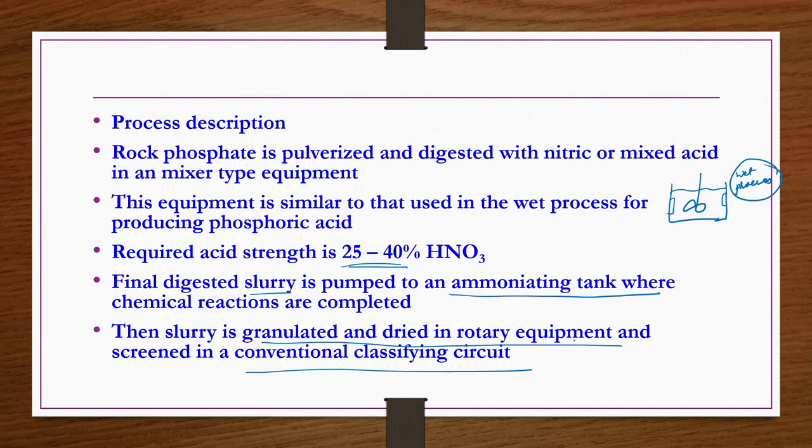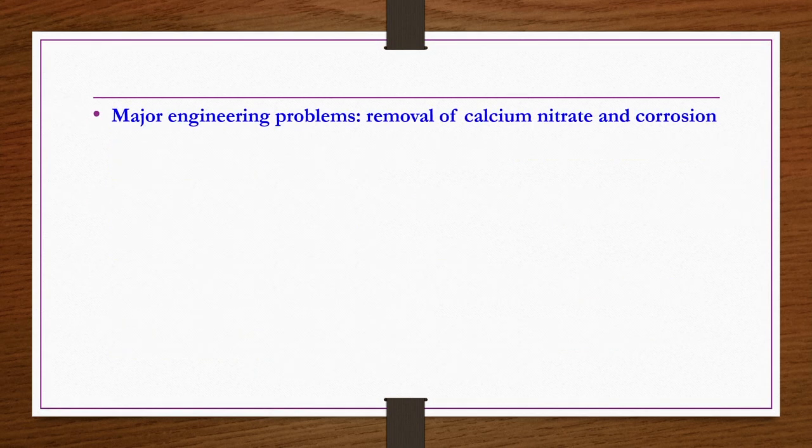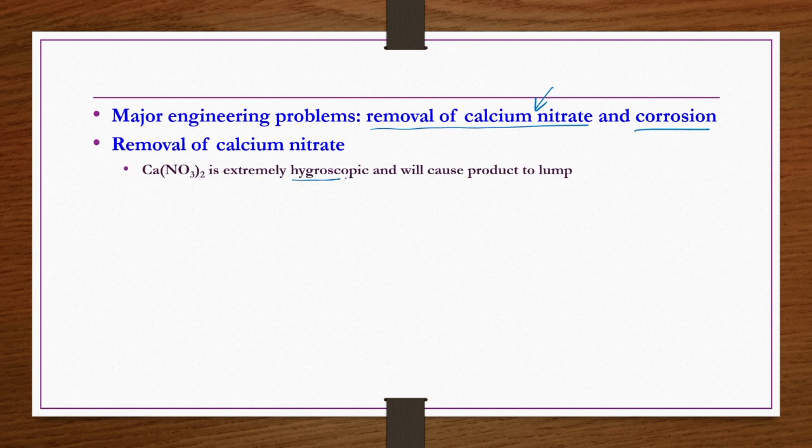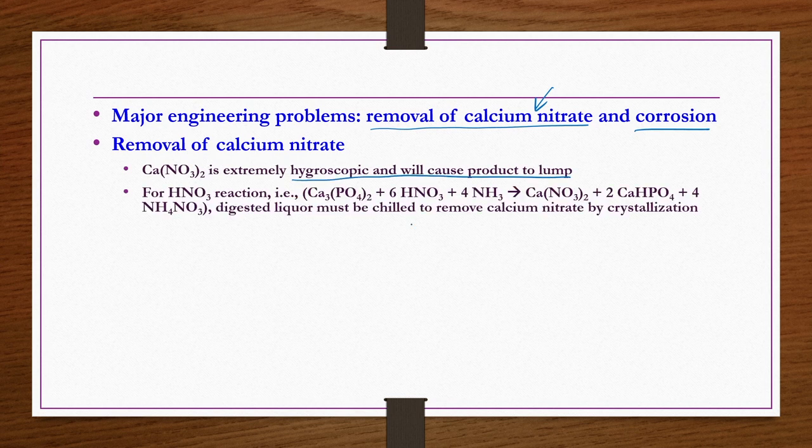So now what you see, the process is quite similar to whatever we have seen in superphosphate and triple superphosphate, and then mixed chemical fertilizers like ammonium nitrate, etc. It is the same like that only. That's the reason we are not having a flow sheet separately for this one. Major engineering problems are removal of calcium nitrate and then corrosion. Calcium nitrate is very hygroscopic and will cause product to lump. So this calcium nitrate has to be removed from the product. The digested liquor must be chilled to remove calcium nitrate by crystallization.